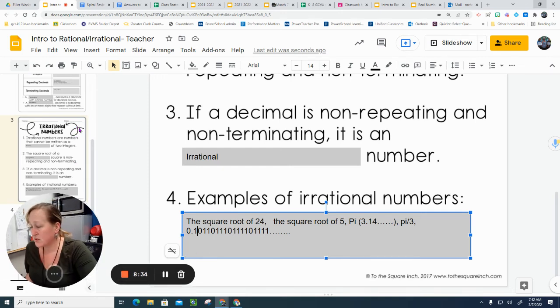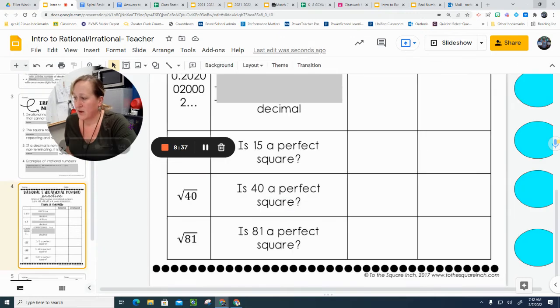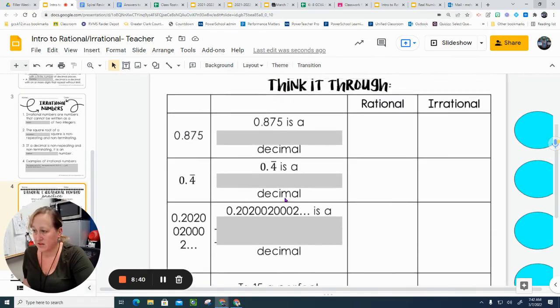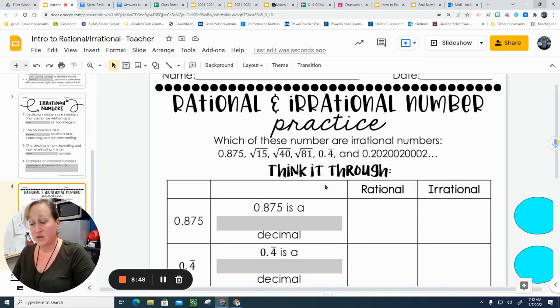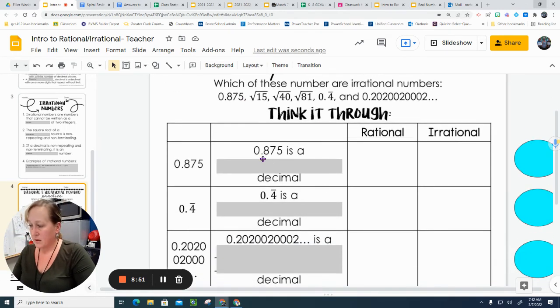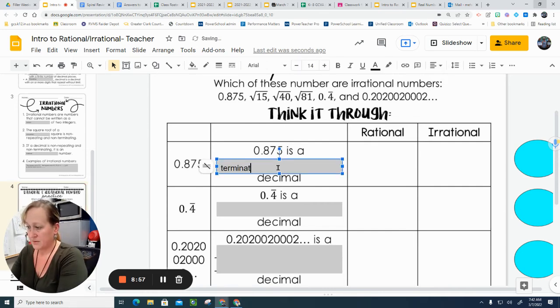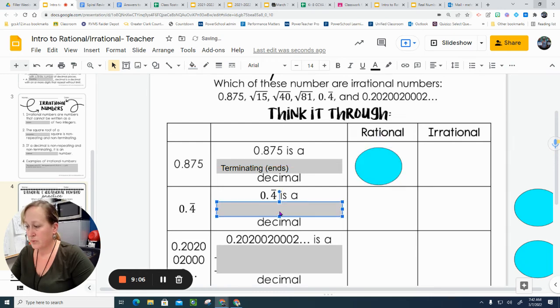So we are going to go to the next page, and we are going to do some ways to think about these, okay? So we need to find out which ones are rational and irrational. On the next activity, you guys are going to be sorting them, but you need to think it through the same way. Is 8.75, that is a terminating decimal, which means it ends. So that means it is rational. 0.4 with a little bar over it means it's repeating. So since it's a repeating decimal, it is rational.